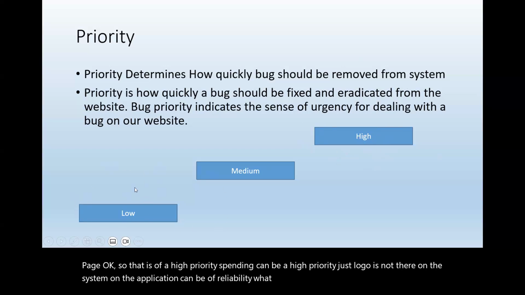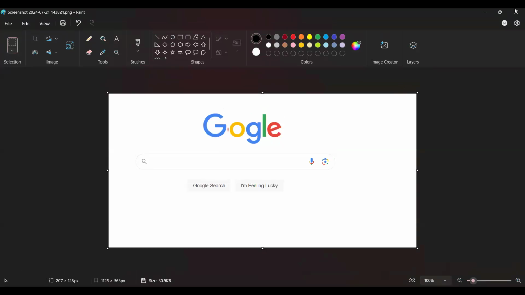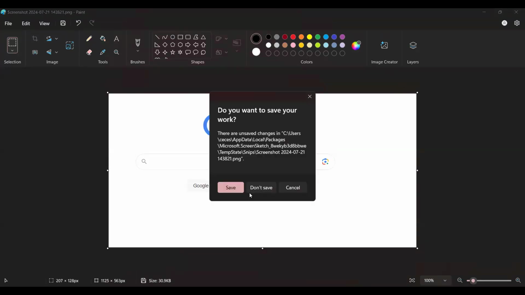What is the low priority? Now, what do you consider to be a low priority? If I take an example from here, let me go to this Google page.